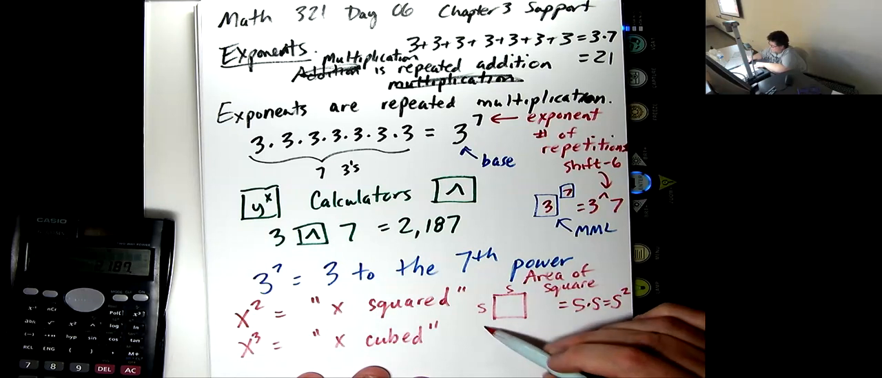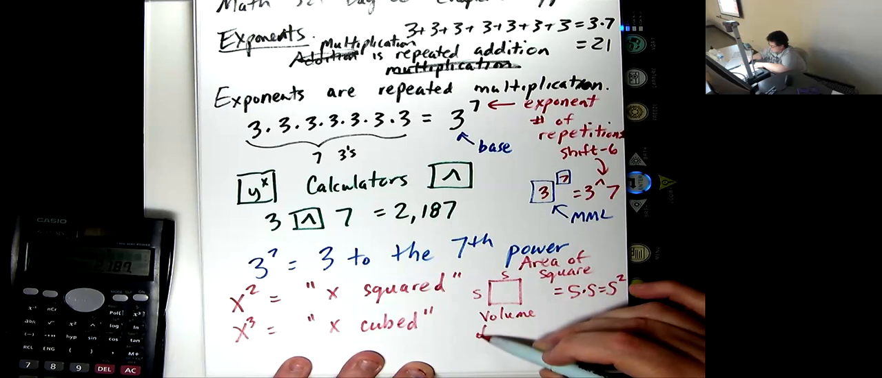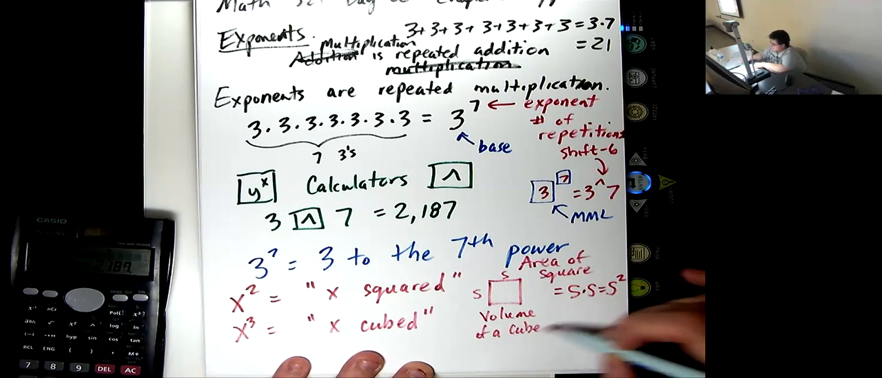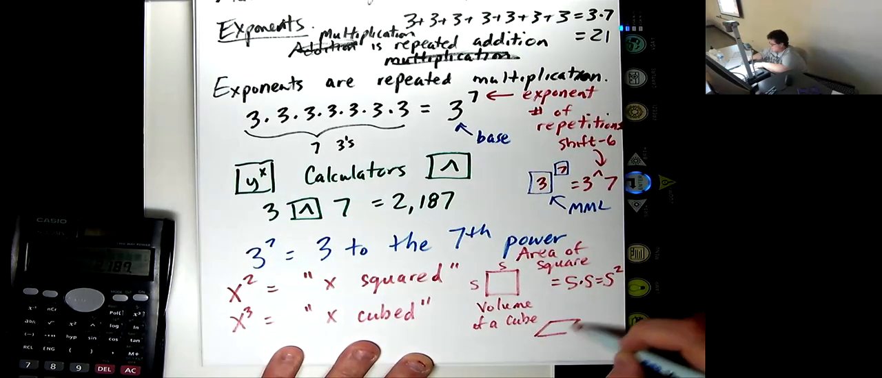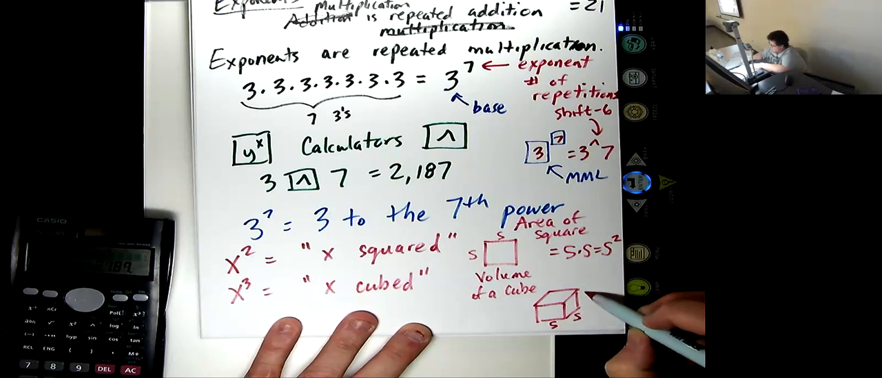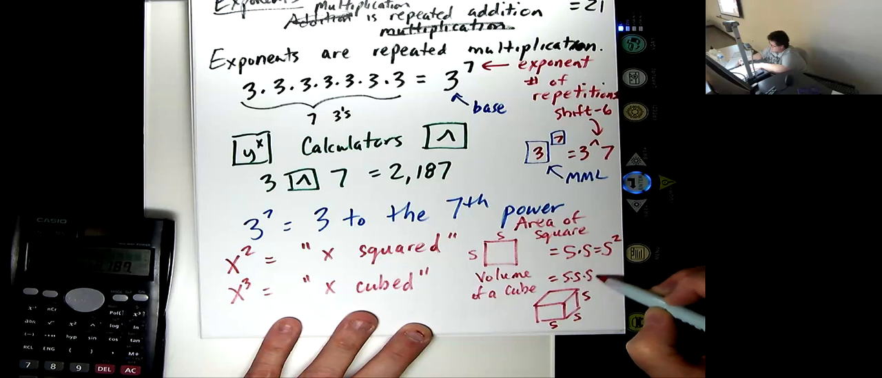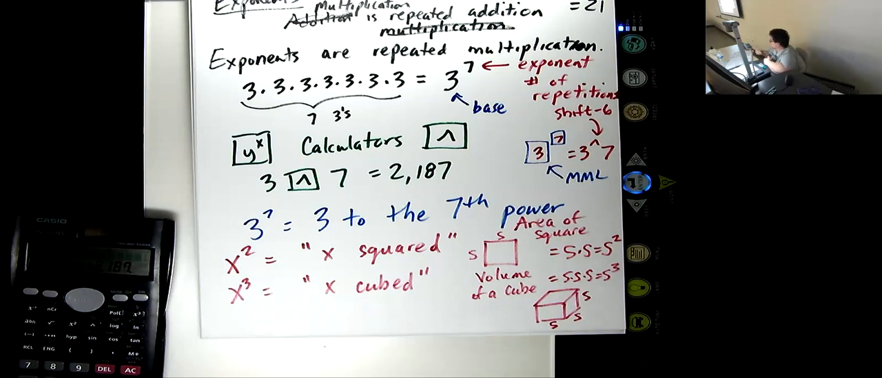The volume of a cube, we have s that way, and s that way. The volume of a cube is s times s times s, which is s to the 3rd power. And so for the volume of a cube, we call it cubed. For the area of a square, we say 2nd power is squared. It comes from squares. It comes from shapes.